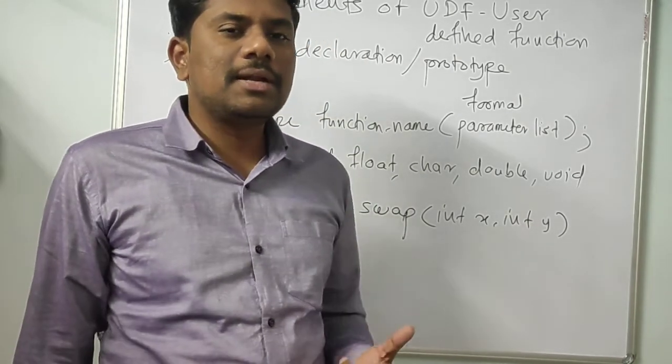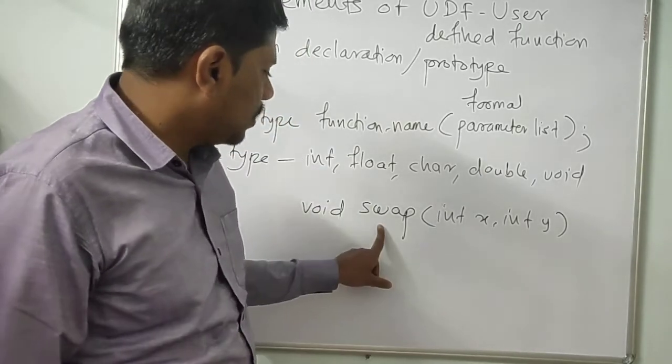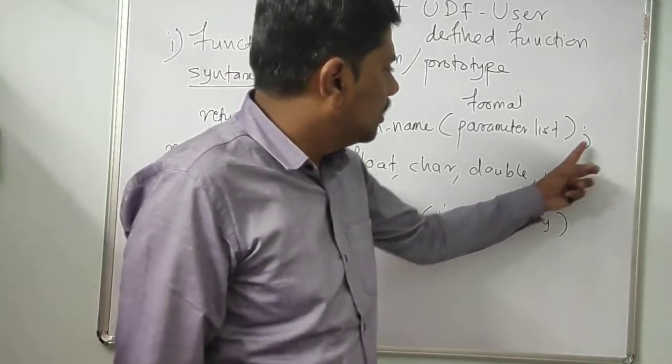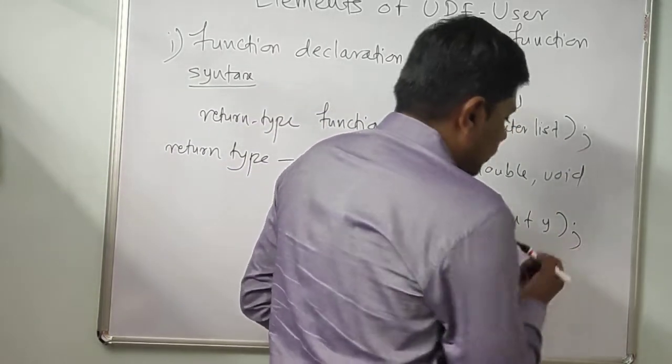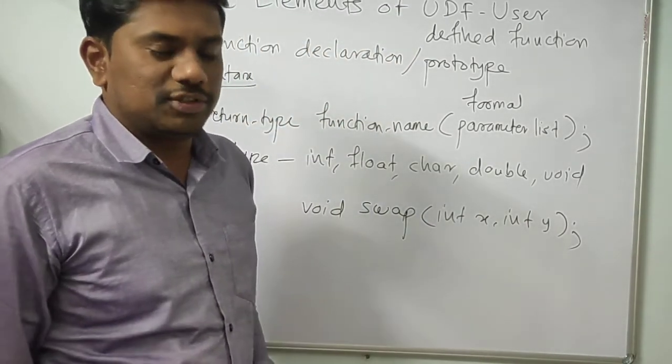So in C we can't return more than one value at a time by using the return statement. That's why swap is not returning any value, and that's why I'm giving void as the return type. And the last one is your terminating semicolon. So see, this is one function declaration.